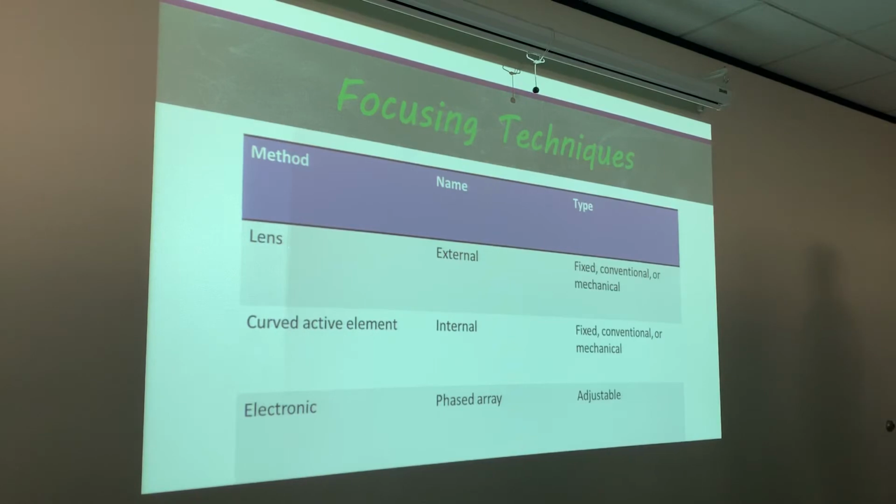External focusing occurs with an acoustic lens. It's like putting on my pair of glasses on my face in the morning. Internal focusing occurs with a curved active element, such as me going to get LASIK and changing the shape of my eyeball, taking away all of the lenses of my cornea and letting them grow back naturally. I'm just giving you a comparison. Electronic focusing would be phased array, and of course, we know that to be adjustable.